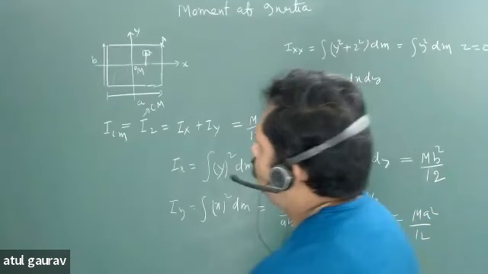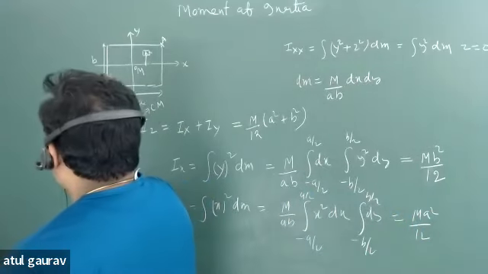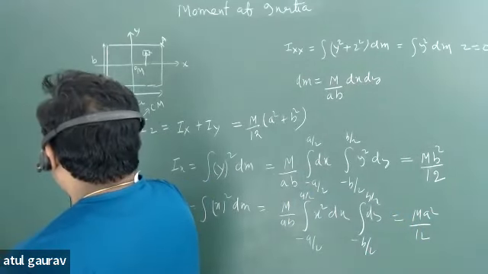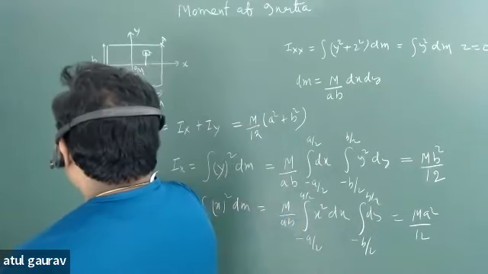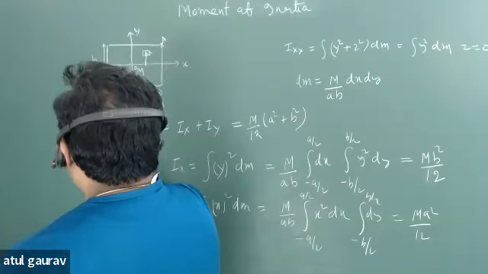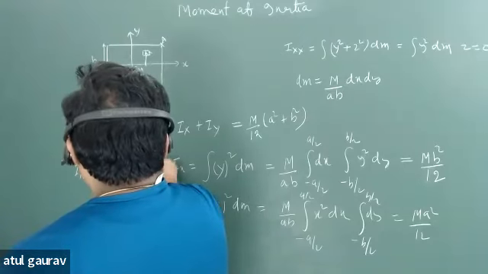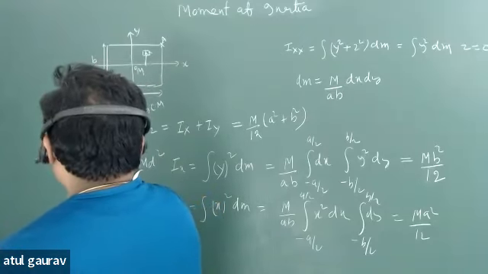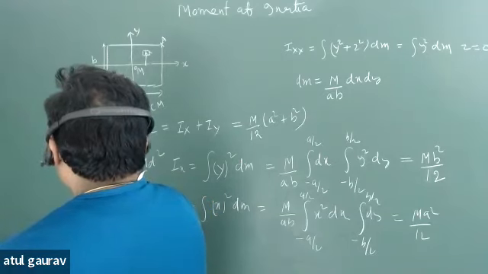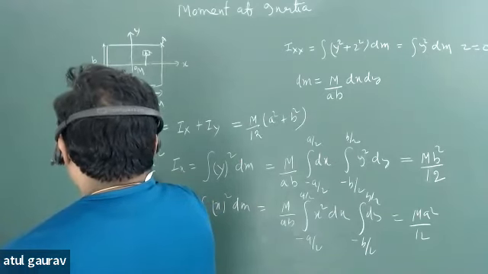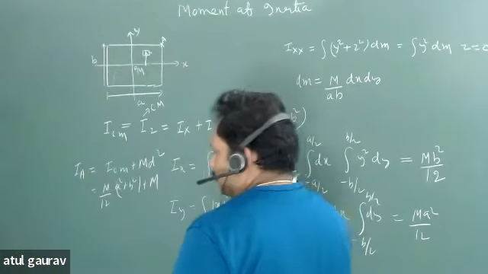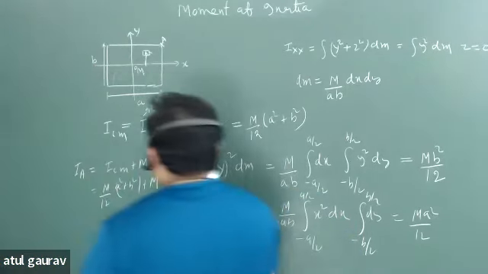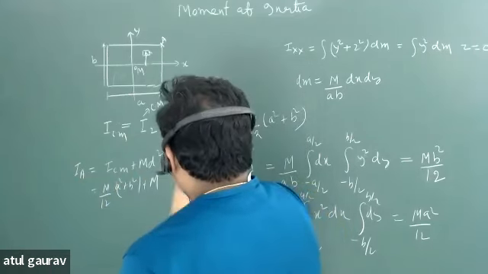Now what we have to do? You have to calculate the moment of inertia about A. What will this be? ICM plus m d square. What is ICM? M by 12 times a square plus b square, plus m. What is your d? Tell me, what will d be? Root under a square by 4 plus b square by 4.